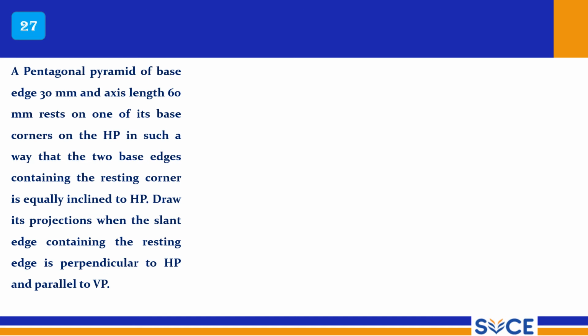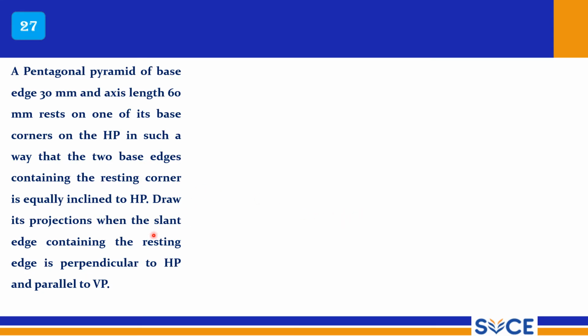And 27th problem, a pentagonal pyramid of base edge 30 mm and axis length 60 mm rests on one of its base corners on the HP in such a way that the two base edges containing the resting corner are equally inclined to HP, right? So this condition is given. Definitely it will be satisfied if you take the corner on the right hand side.